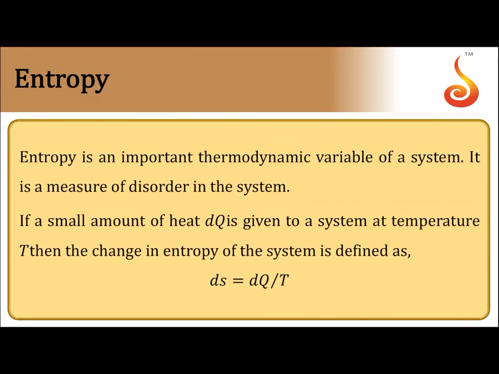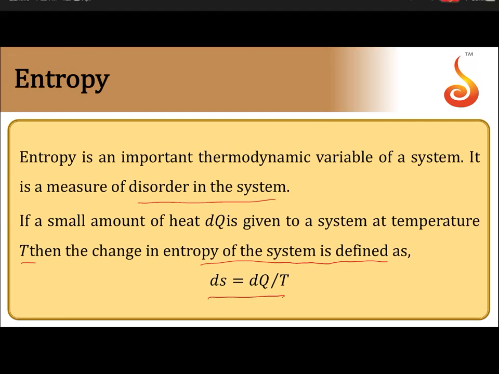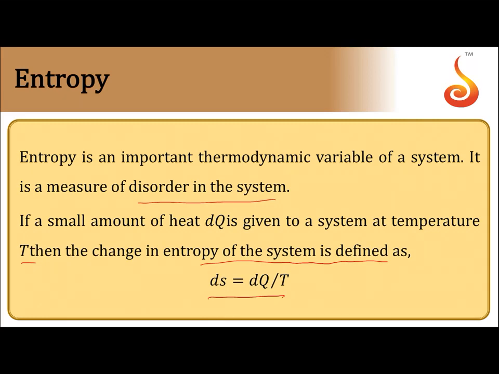Then coming to the last concept here, that is entropy. Entropy is a measure of disorderliness of the system. If a small amount of heat is given to a system at temperature T, then the change in entropy of the system is defined as dS equals dQ by T, where dS is the change in entropy, dQ is the heat added to the system, and T is the temperature at which it is added. So that is about entropy of the system. That's all about heat and thermodynamics. Thank you.